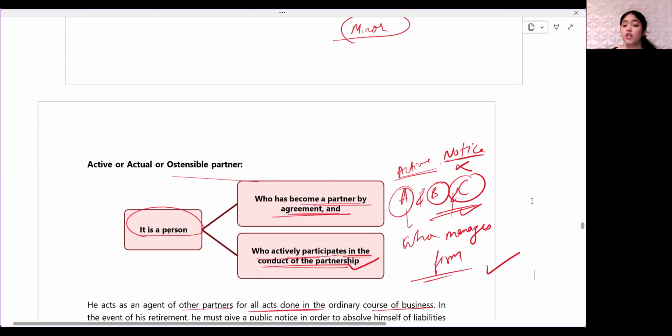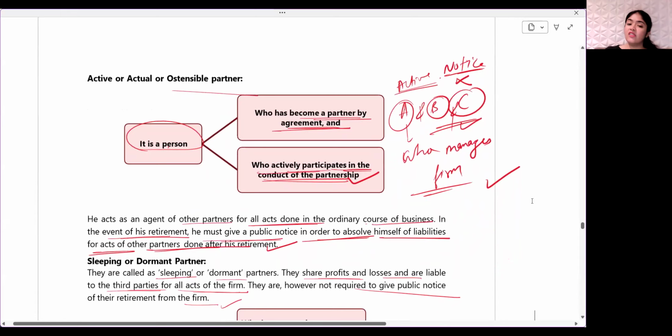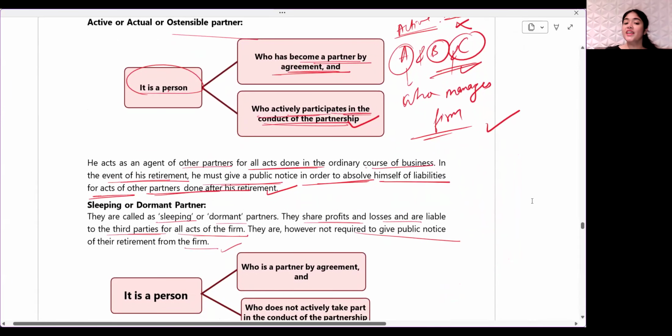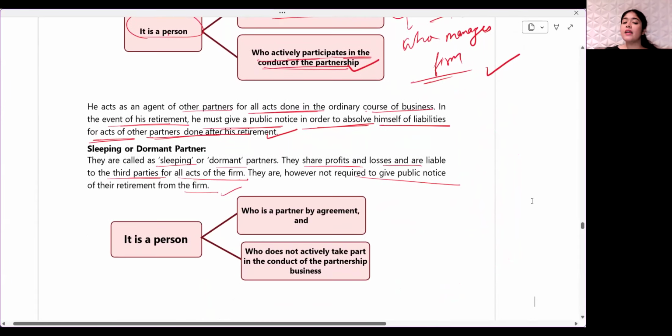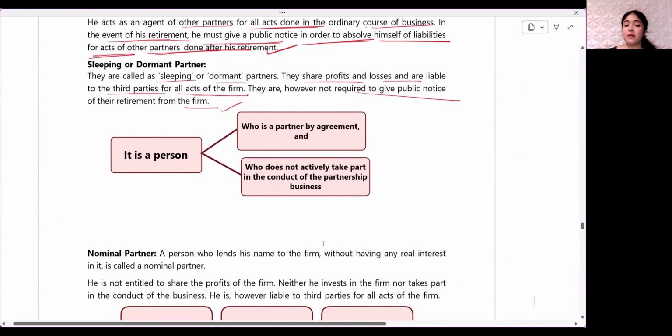Okay. Next is your nominal partner, who has just given the name. Now, if we consider Amitabh Bachchan giving the name in a partnership firm, will he go and work in the partnership firm? No, he is just mentioning his name. I am partnering with this company. A person who lends his name to the firm without having any real interest is called a nominal partner.